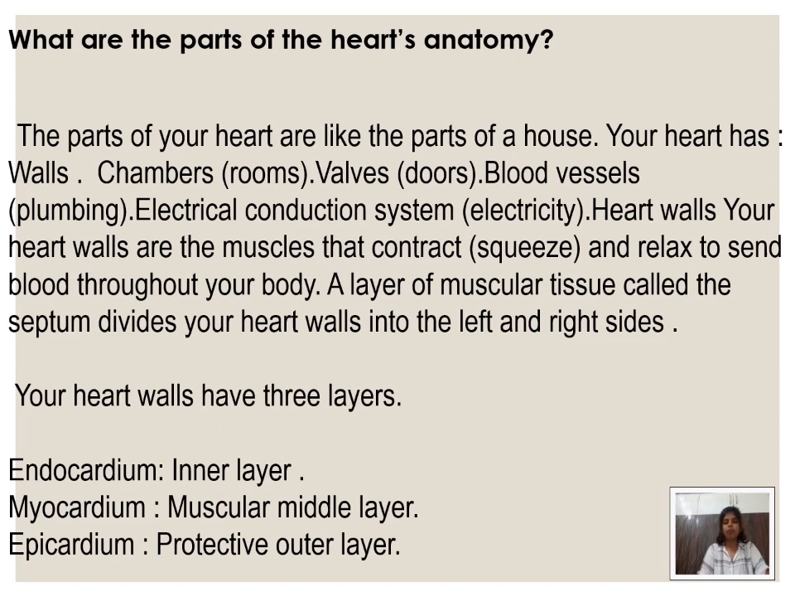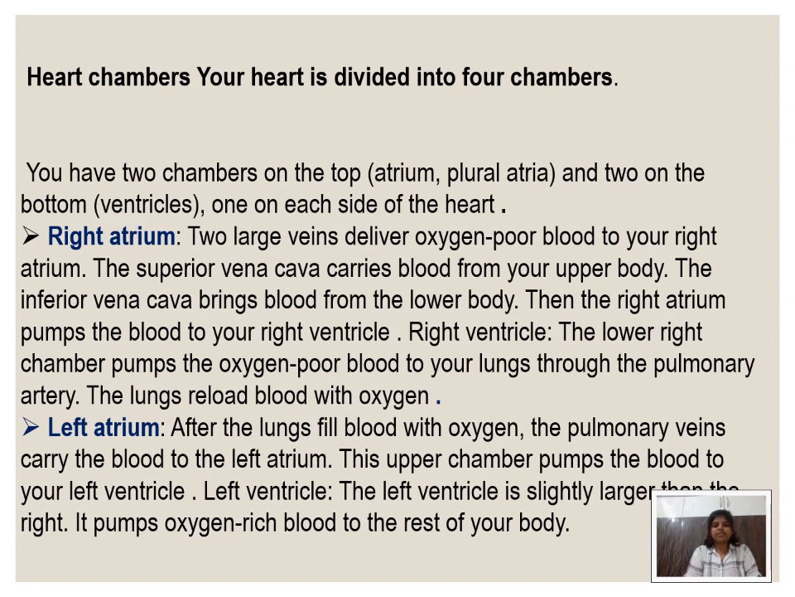Our heart walls have three layers. These are the inner layer, the muscular middle layer and the protective outer layer. The inner layer is known as the endocardium, the muscular middle layer is known as the myocardium and the protective outer layer is known as the epicardium. Heart chambers. Our heart is divided into four chambers.